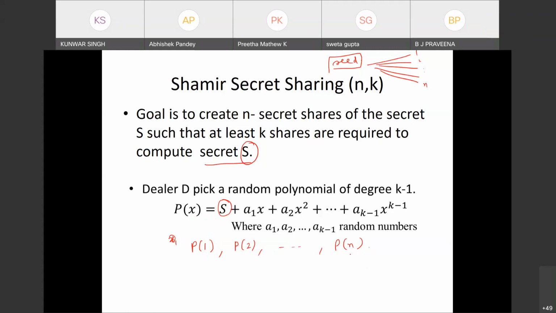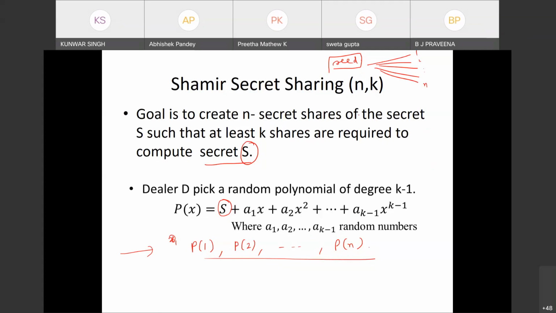What are the shares? The value of the polynomial at x equal to i, whatever it is. Pi is the value of the polynomial at x equal to i. These are the shares, and these n shares I'll keep in n places. Maybe this is my seed, S. From there I computed a random polynomial of degree k minus 1, and I'll compute the shares. And these shares I'll keep in different places.